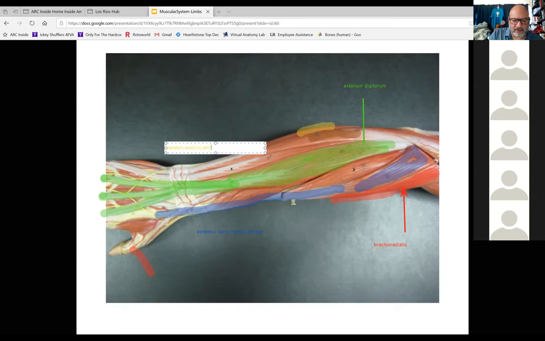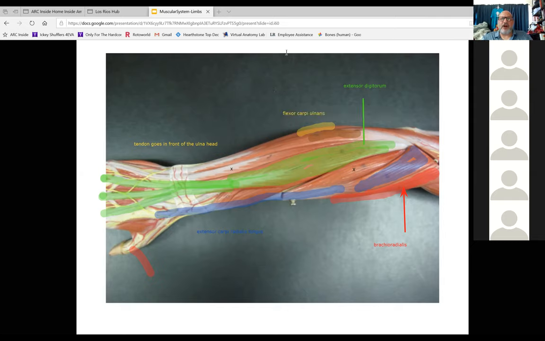Of the ulnar head. This tendon that goes in front of the ulnar head means that we consider it an anterior muscle. And notice that's the muscle we already identified. This yellow muscle is the flexor carpi ulnaris.